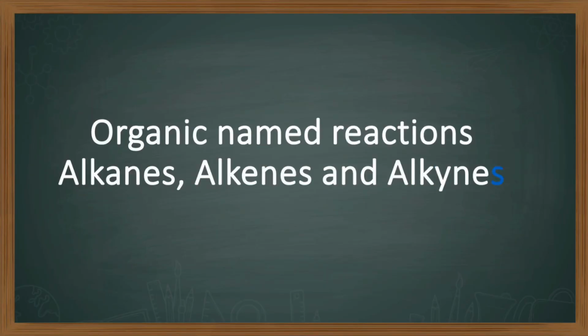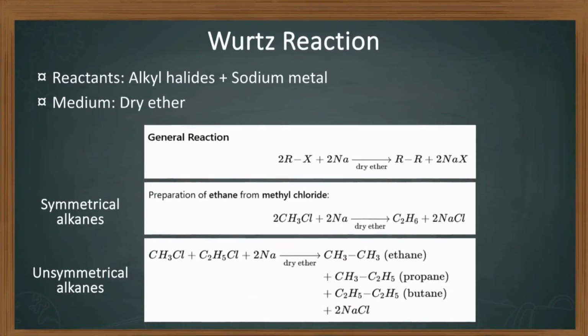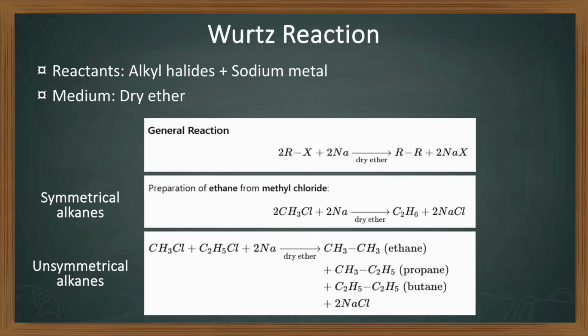Namashivaya. In this video, we are going to learn a few important name reactions involving alkanes, alkenes and alkynes. The first reaction is the Wurtz reaction. It is a reaction used for preparing alkanes, especially symmetrical alkanes.